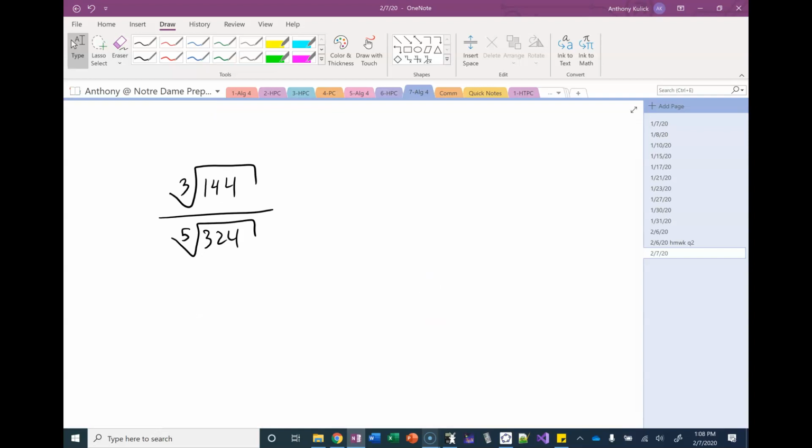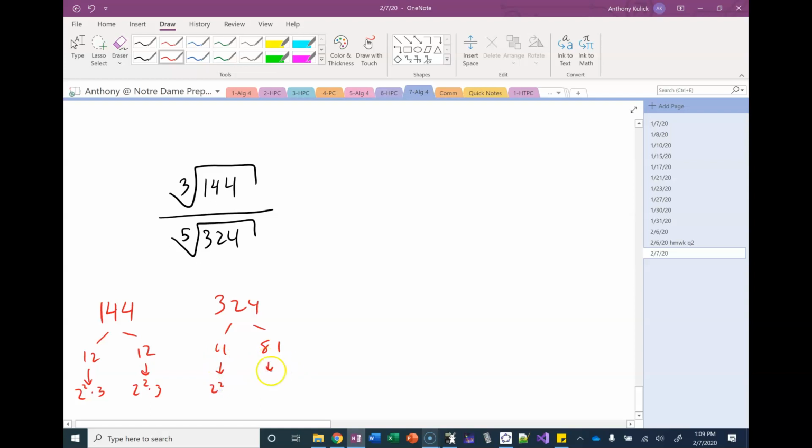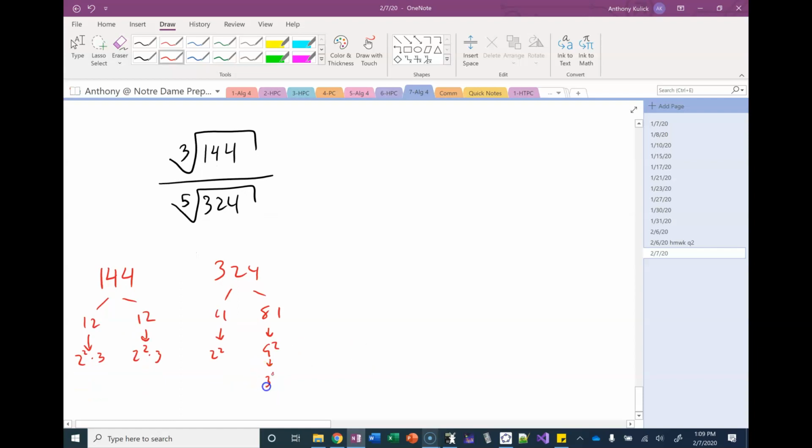So what should we start with? Prime factorizations. 144 is 12 and 12. And then 12 we know is 2 squared times 3. 324 is about 4 and 81. 4 is just 2 squared. 81 is 9 squared, which is really just 3 to the 4th.